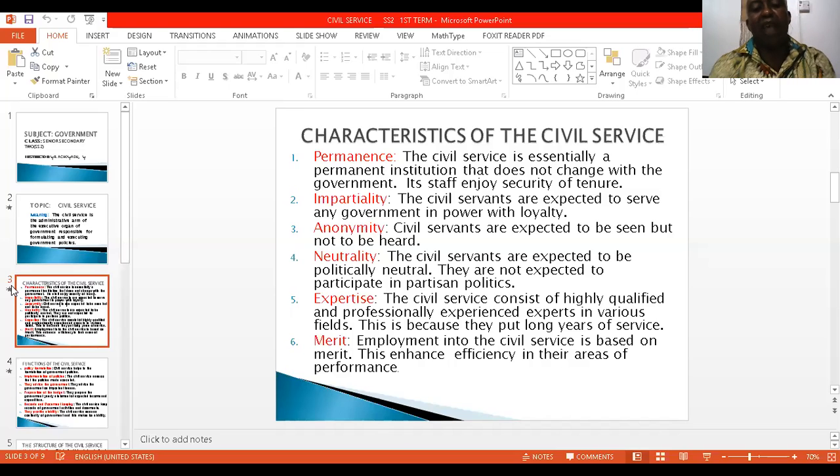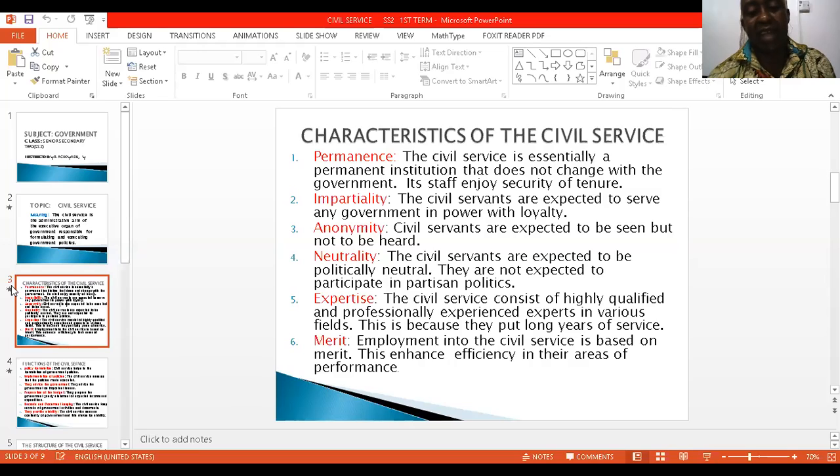We talk about anonymity. They are expected to be seen, but not to be what? Heard. We discuss neutrality, that is, civil servants are neutral. They're not to be politically involved in one way or the other. They are not to be partisan in any form. Should be politically what? Neutral. They serve the government that comes to power anytime. That's the reason why there is loyalty as part of their character.